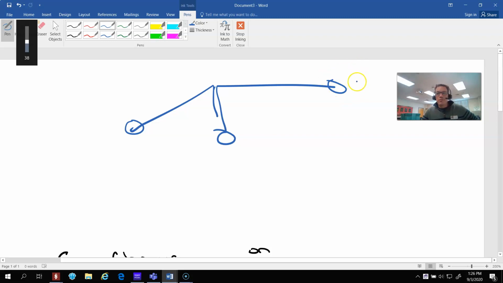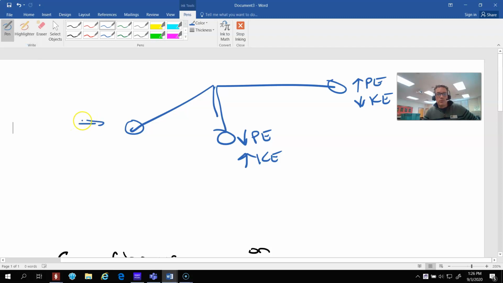If this is the highest part, we would expect this to be the highest potential energy and the lowest kinetic energy. If it got down to the bottom, we would expect this to be the lowest potential energy and the highest kinetic energy. And then here in the middle, we would expect it to be kind of a combination of both, because it still has some height, but it also still has some velocity.